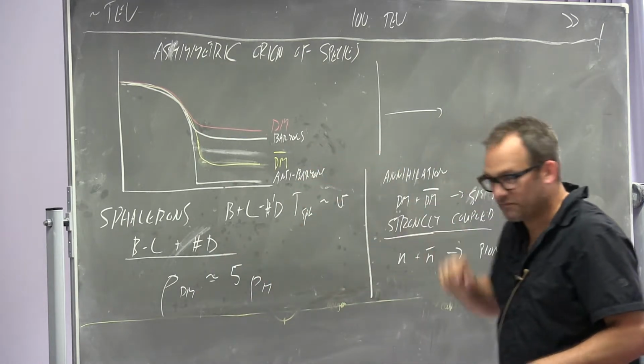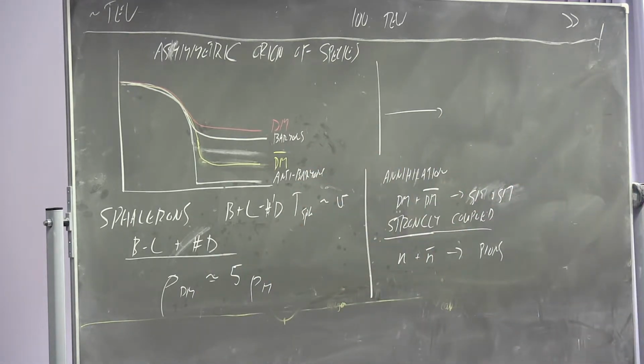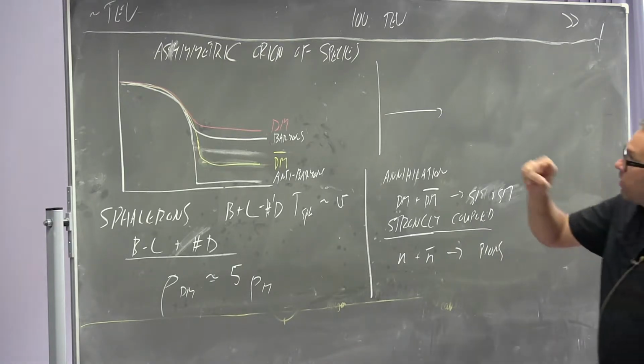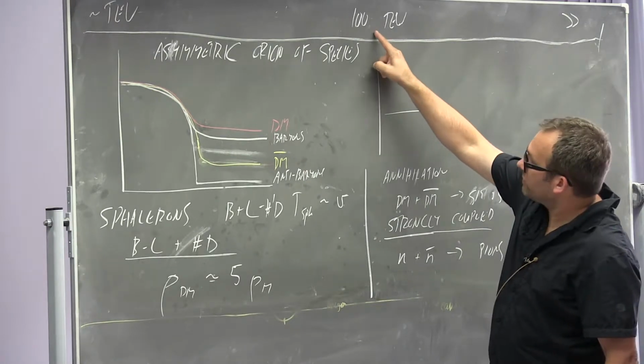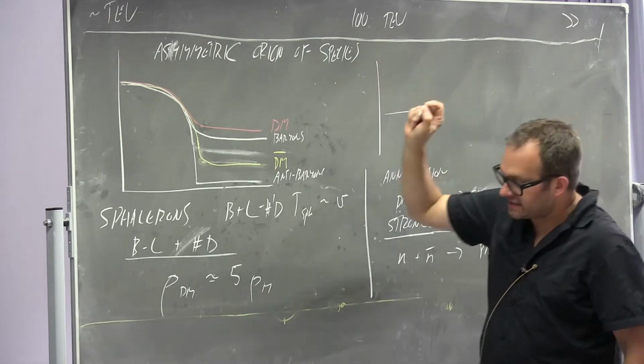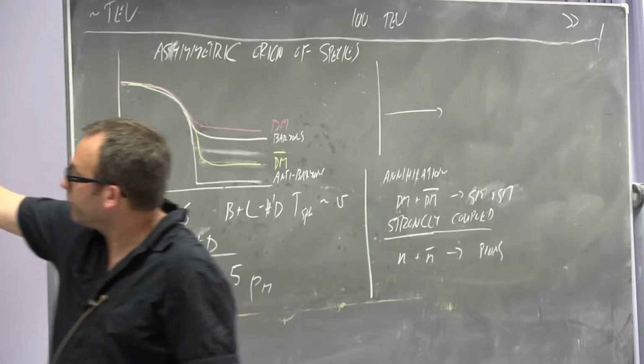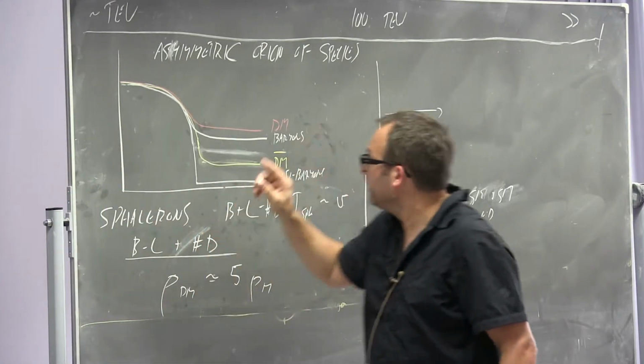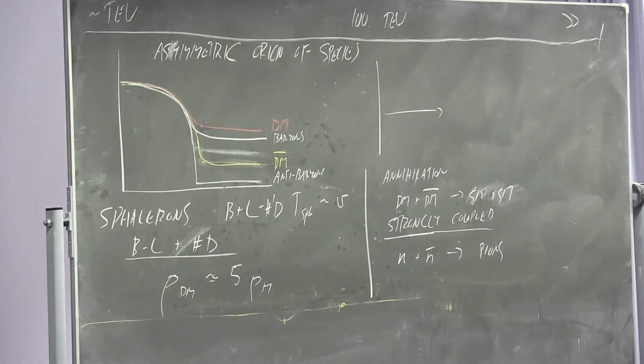There are people who study this and see what you can make of it. The reason I put it on this side of the board is because I'm going to talk about this in just a moment, but the highest scale that you can realize out of freeze-out, which I'll show you in a moment, is about 100 TeV. Okay, and I'll show you exactly where that comes from in just a moment.